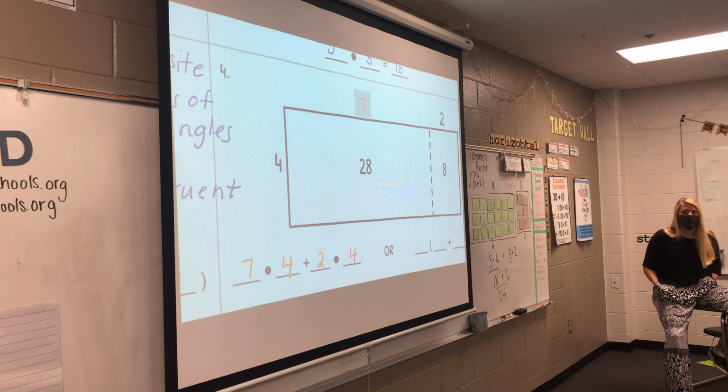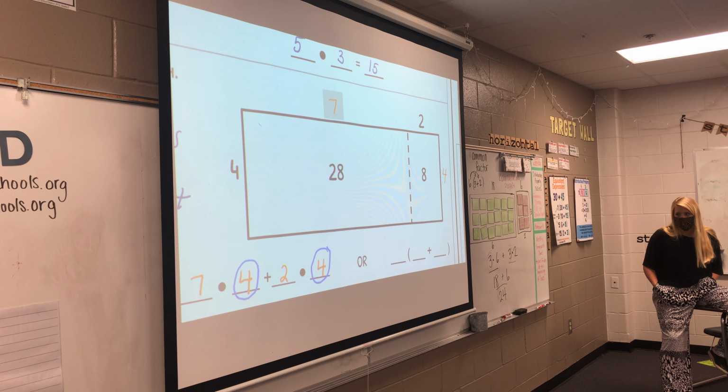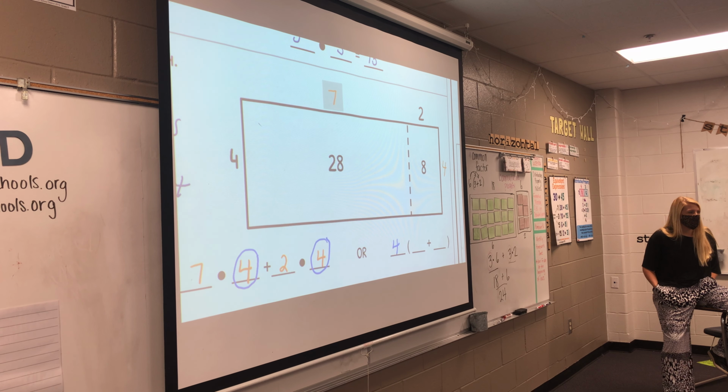All right, now what? How do we write it a different way? What is our common factor? Tracy. 4. So 4 goes where? Right, on the outside of the parentheses. What goes inside of the parentheses? Desmond, I saw your hand up earlier. Don't think we forgot about you. Uh-huh. And? Good job, Desmond.